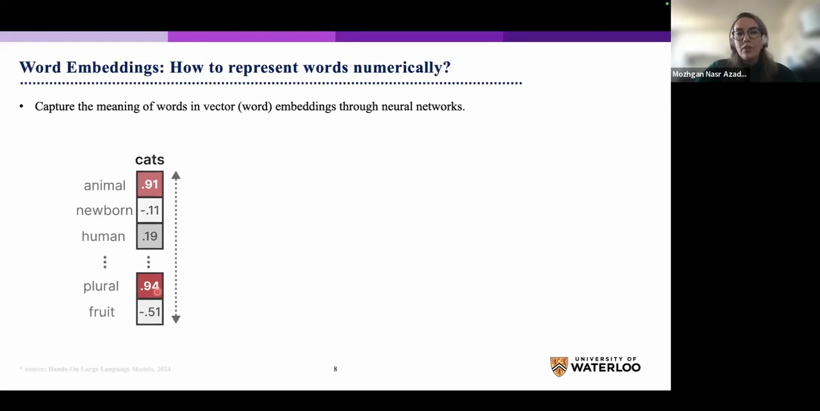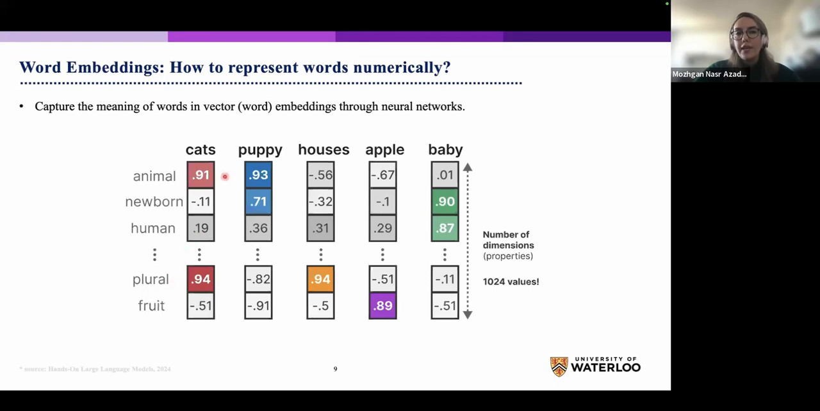And we can repeat that for all the words in our vocabulary, such as cats, puppy, houses. And you see how these word embeddings have a fixed length, the same size, because the size depends on the properties we have in our model, but the word embeddings are unique for each vocabulary word. And these word embeddings can be very huge, for example thousands of dimensions, or in large language models, it can be millions. So the takeaway from this is that this way we can represent the words numerically.